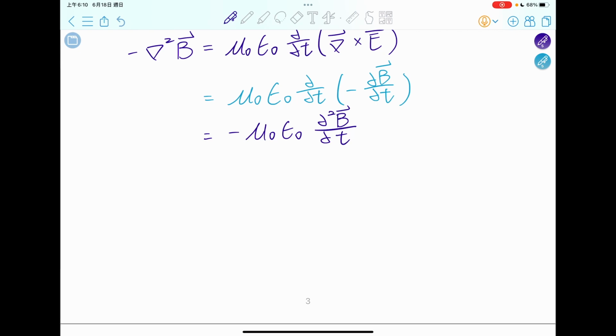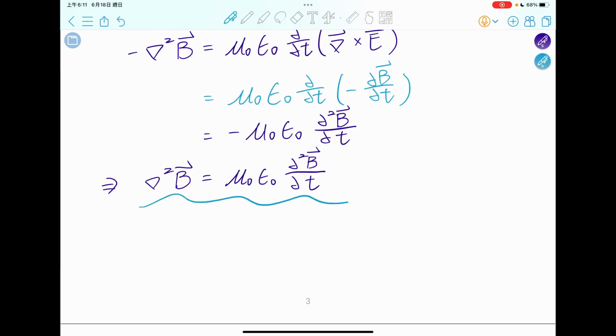And then we eliminate the negative sign as well. We will finally get the Laplacian of B equal to mu naught epsilon naught times the second partial derivative of B with respect to t. And this one is the electromagnetic wave equation with respect to the magnetic field.